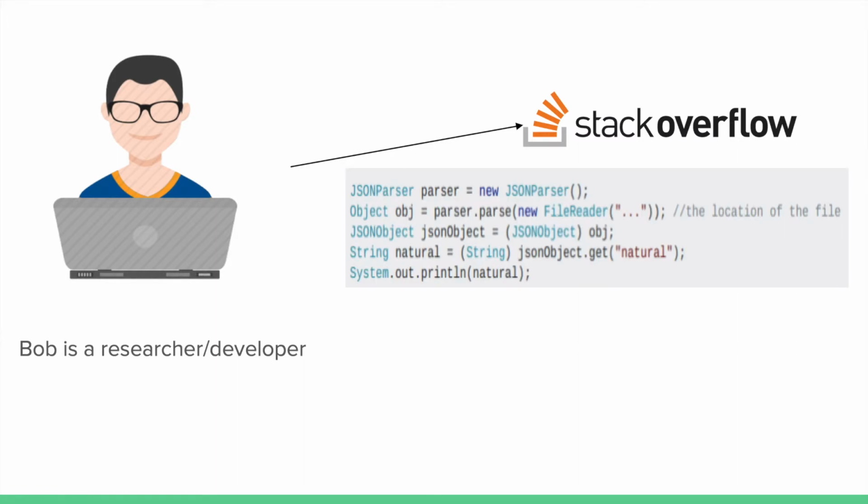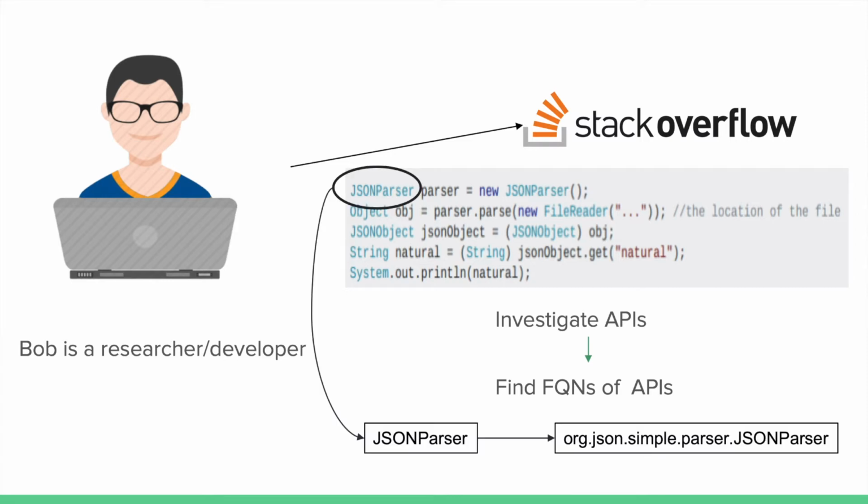Now as you can see, if he wants to understand the code snippet, he needs to understand what the APIs involved within the code snippet are. Therefore he needs to investigate the APIs, and after investigating the APIs he will find some fully qualified names of the APIs. By fully qualified name of the APIs, let's give an example. For example, the first line, JSON parser. The fully qualified name of the API of JSON parser is org.json.simple.parser.JSONParser. By this information, he can download the exact library and he can make this code helpful for him.